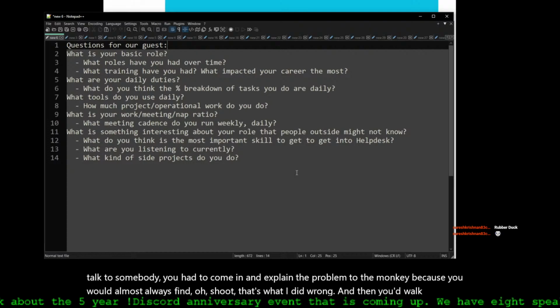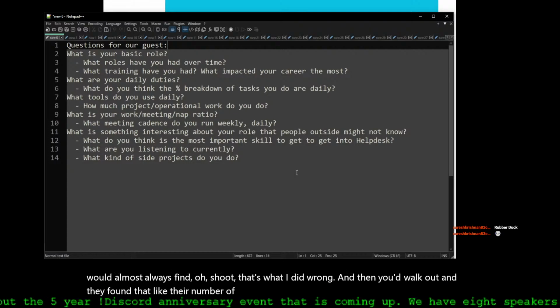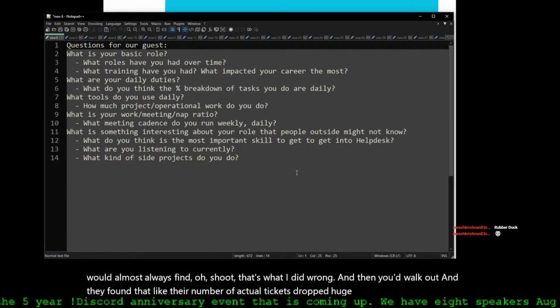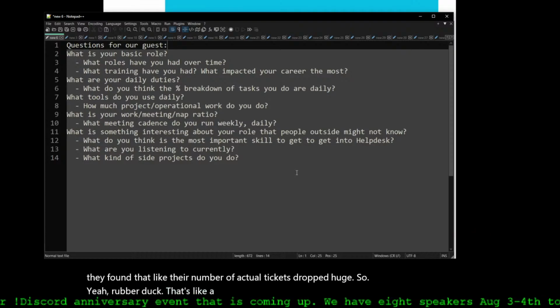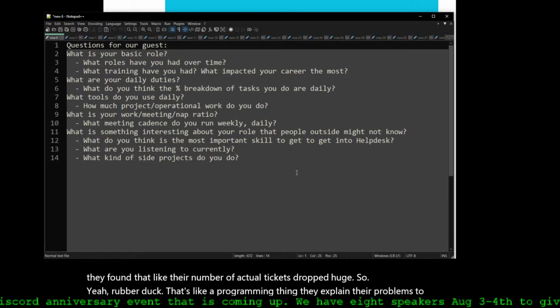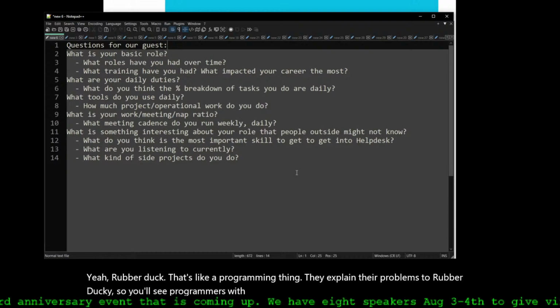And they found that their number of actual tickets dropped hugely. So yeah, Rubber Duck, that's a programming thing. They explain their problems to the rubber ducky. So you'll see programmers with a rubber ducky on their desk.